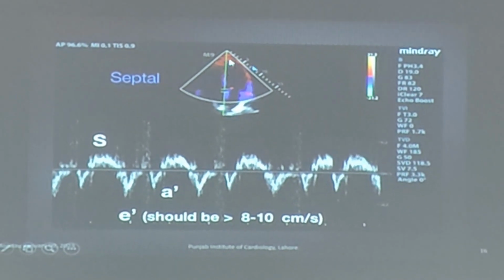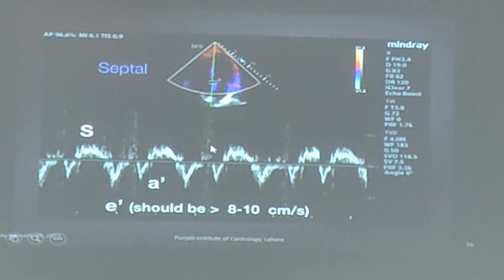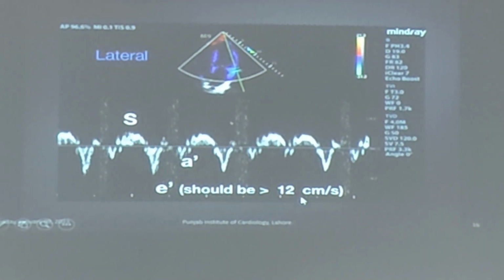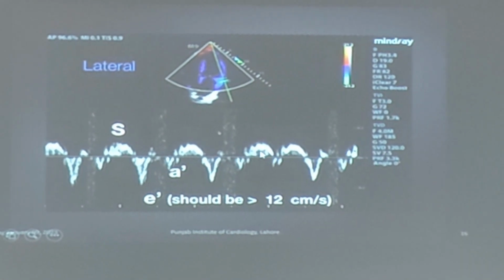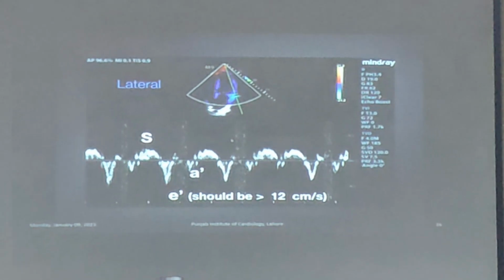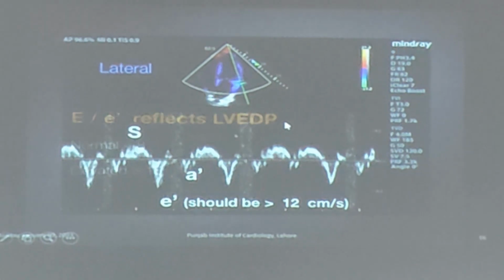If we are looking for the septal annulus and the lateral annulus, then it should be more than 12 centimeters. It is considered normal. So we are confirming the normal, pseudo-normal, and all these things by the TDI imaging.